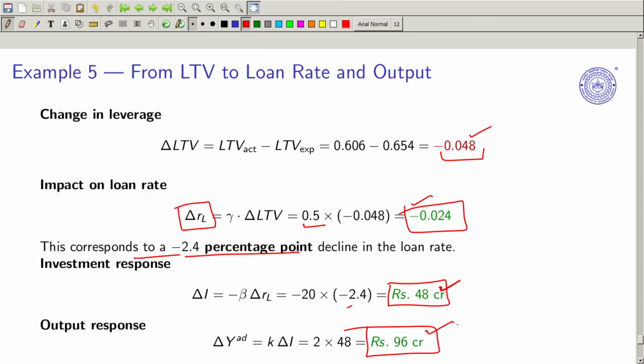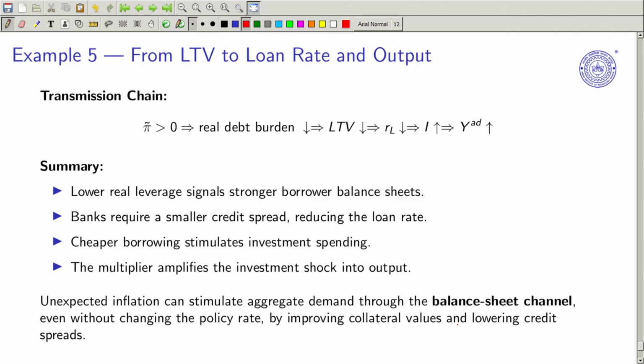So I hope with this you are able to understand some of the nuances. This will be the last slide on the transmission channel. With expected inflation going up, the real burden comes down, loan to value comes down, the loan rate comes down, and the real loan rate also comes down. Expected investment will go up and aggregate demand will shoot up.